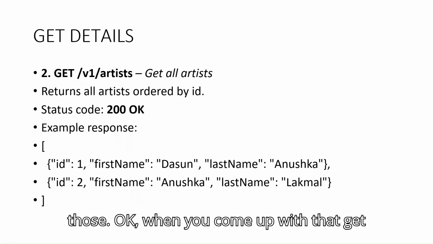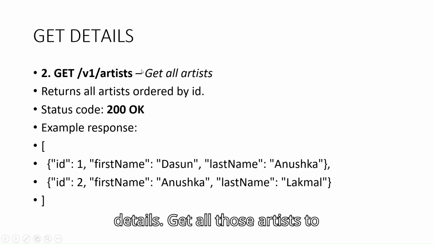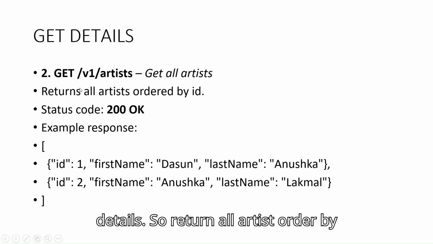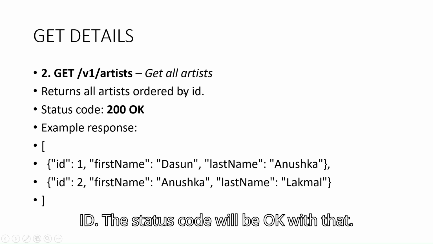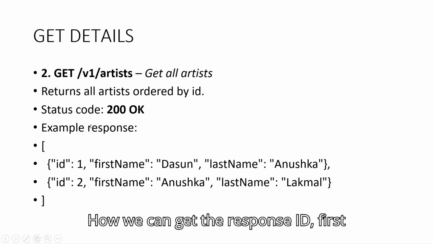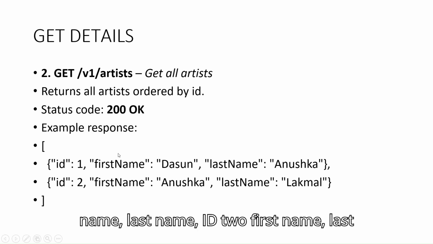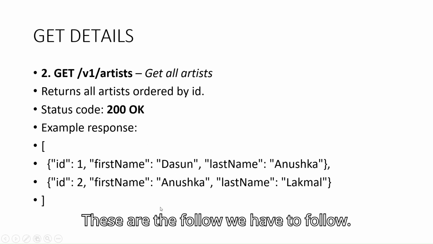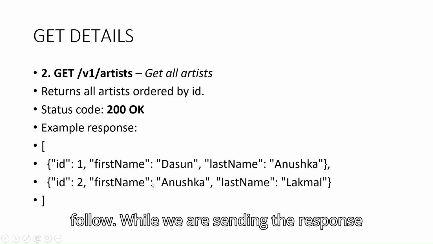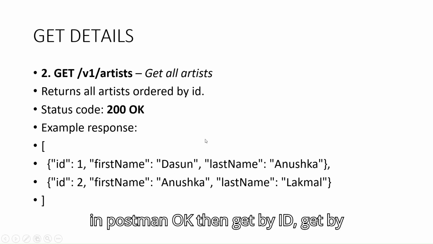Next, get all artist details. It returns all artists ordered by ID, and the status code will be OK. The response is ID 1 with first name and last name, ID 2 with first name and last name, ID 3 with first name and last name. We need to follow this structure when sending the response in Postman.